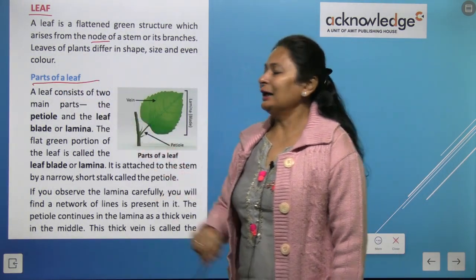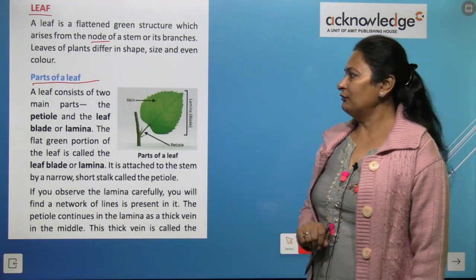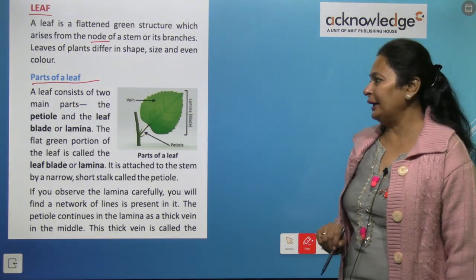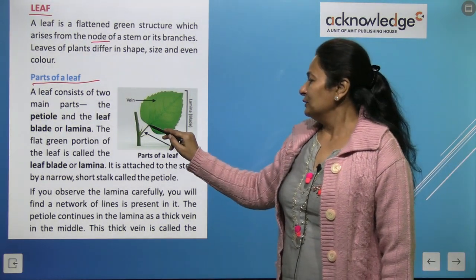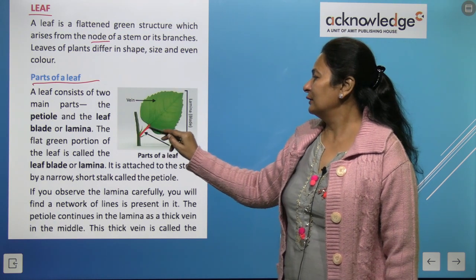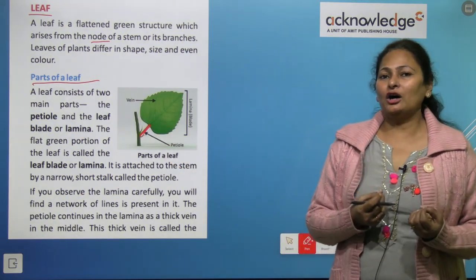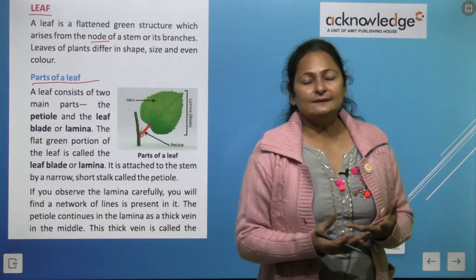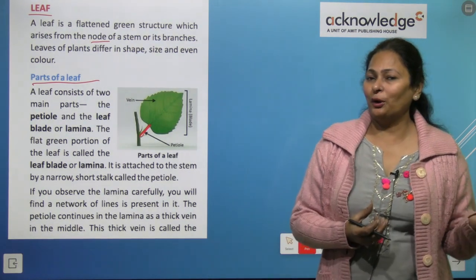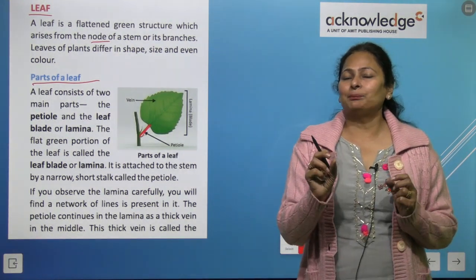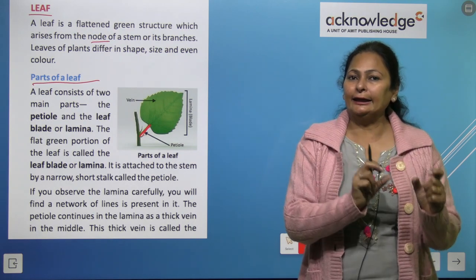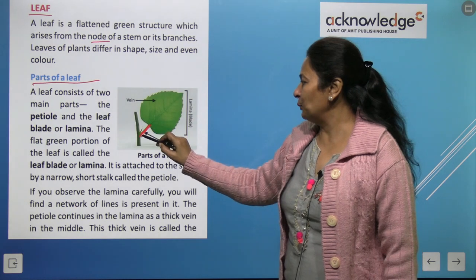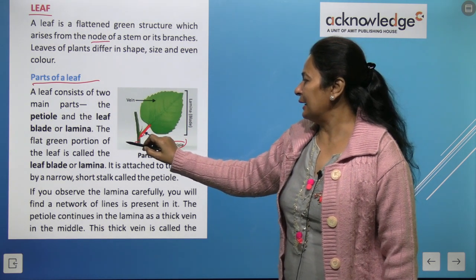So parts of a leaf. A leaf consists of two main parts, the petiole and the leaf blade or lamina. So this is a stalk. This is sort of a stalk which connects the leaf with the stem. Again, the leaves are grown where? The leaves are grown on the stem. So petiole is the part that connects the leaf with the stem, right? This is the petiole and this is the stem.